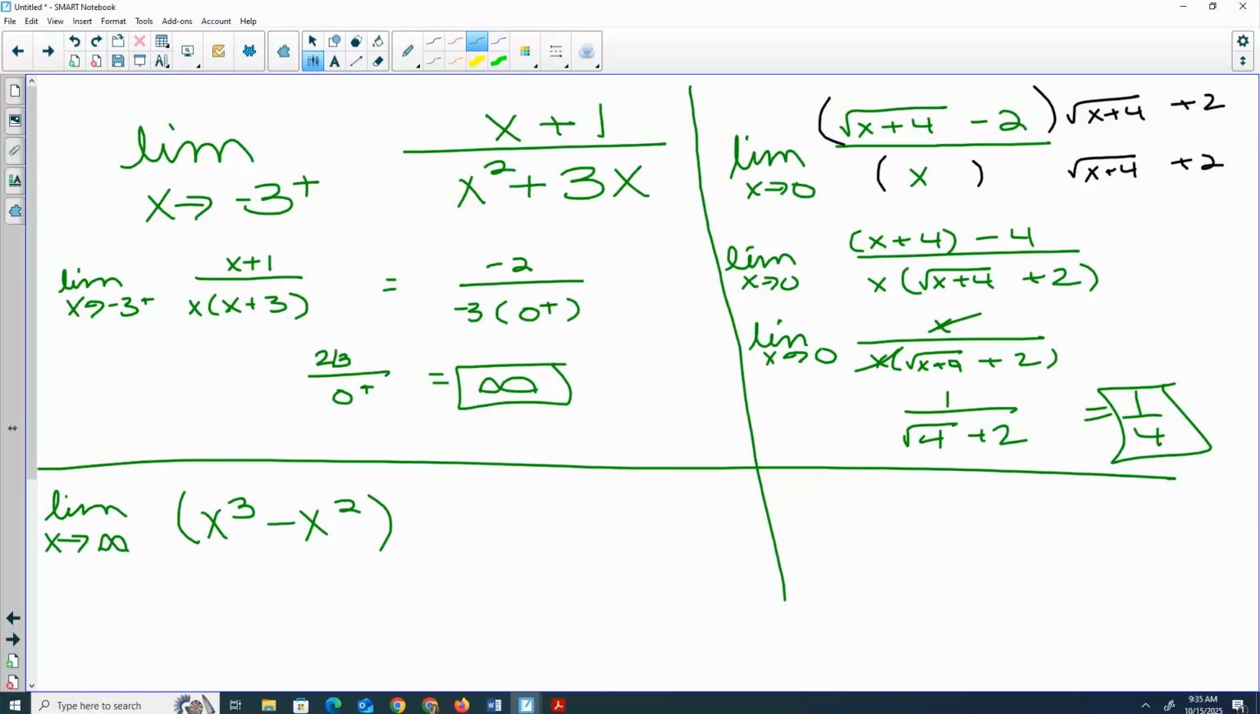Even like that one that we did that wasn't a fraction. We worked off the study guide. Put it over 1 and multiply by the conjugate.